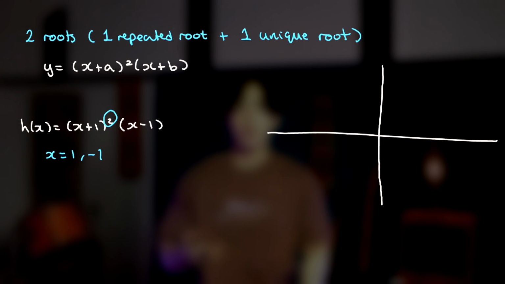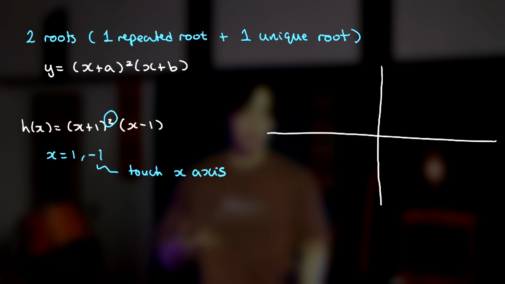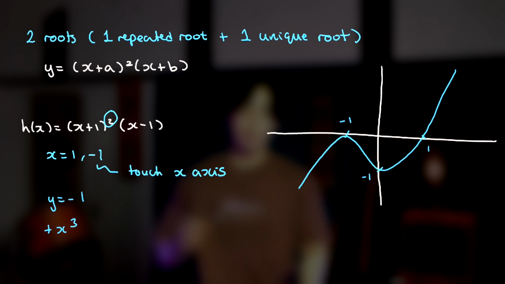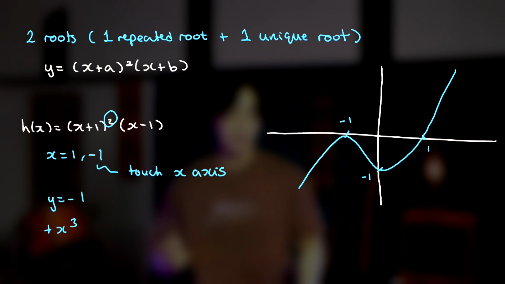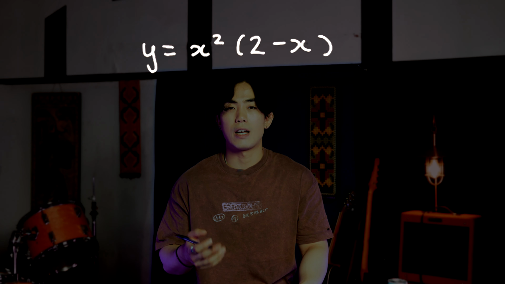Now the way it changes the graph is at a repeated root, the graph will not cross the x-axis, but only touch. Okay, so it would only touch at a repeated root. So if I was to go ahead and sketch this graph, you'll see that it will pass through at x is 1. However, at negative 1, because it's repeated, it's going to touch and then go back. Maybe pause the video and try this question here.